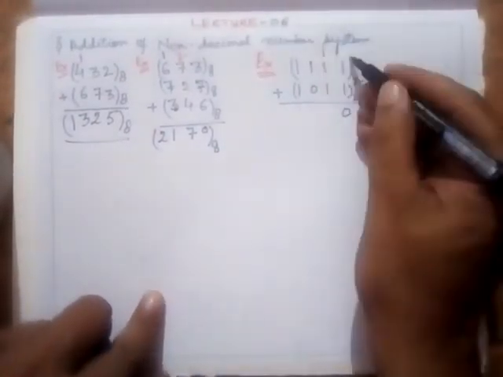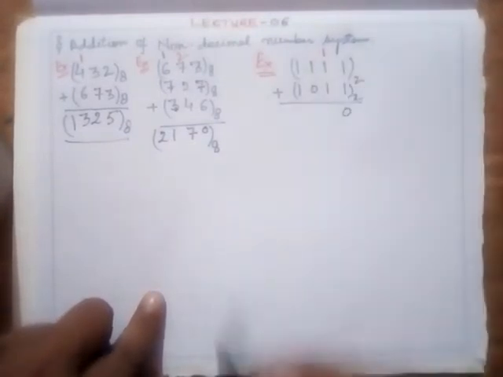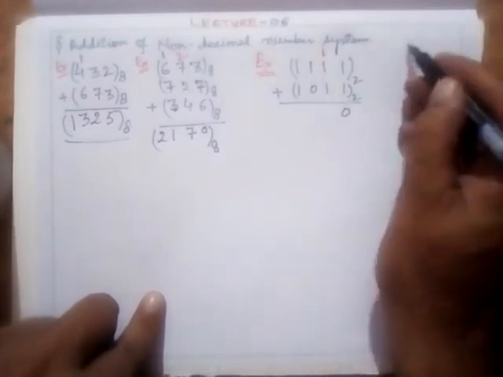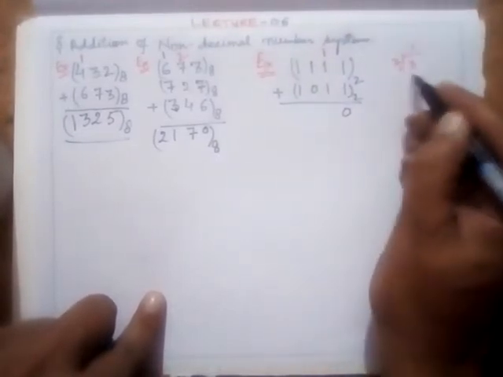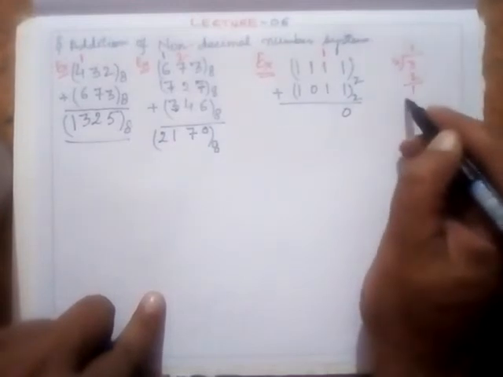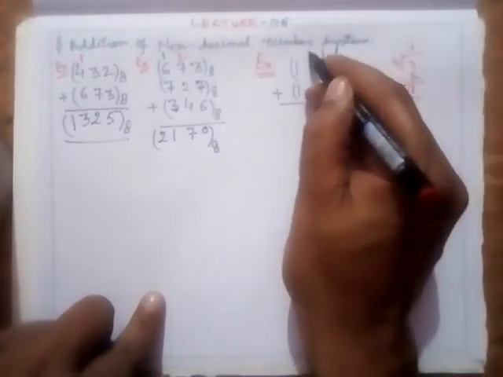1 carry. 1 plus 1 will be 0 and it is carry here. Now 1 plus 1 plus 1 is 3. I divide 3 by 2. Just see, I am writing here. I divide this 3 by 2. 2 ones are 2 and remainder is 1. I write this remainder 1 here and this carry 1 here.